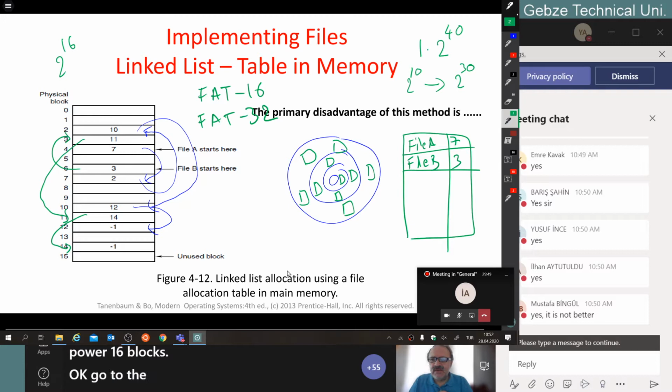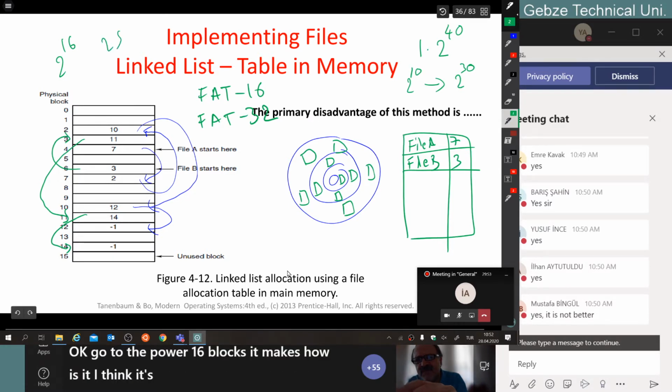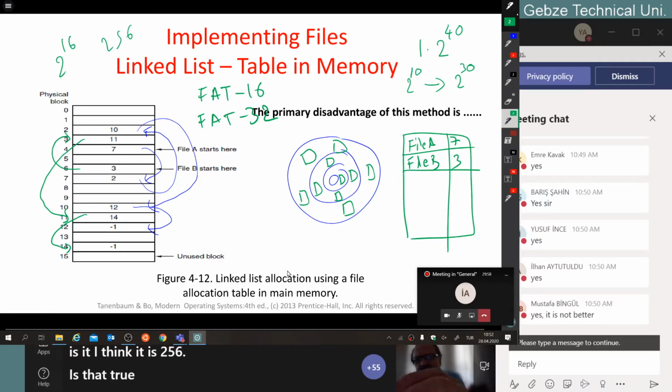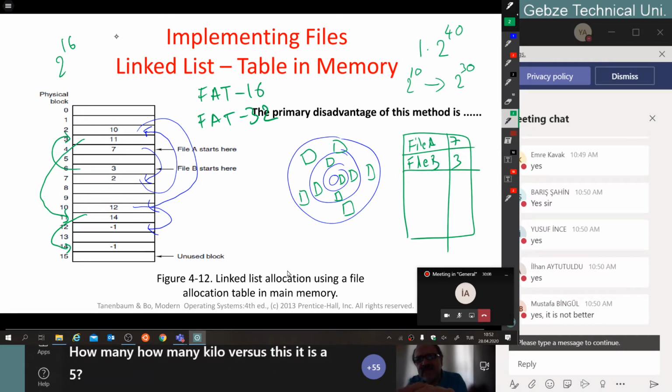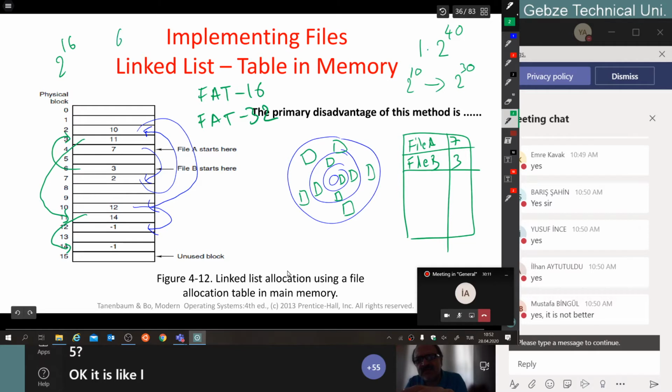How many kilo blocks is this? I think it is 128, right? Or 64. 64 kilo blocks.